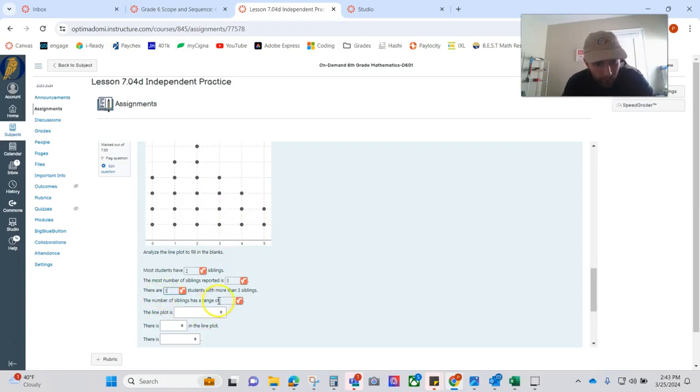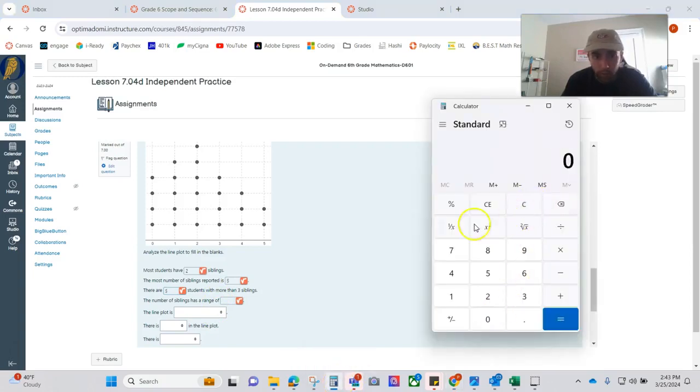The number of siblings have a range of, a range question. To find the range, we can do the biggest number minus the smallest number, the highest number minus the lowest number, the most siblings minus the least amount of siblings. Looks like our biggest amount of siblings, our most siblings, is 5. Nobody has more siblings than that. And our least amount of siblings is 0. So to find our range, we would do our biggest number, 5, minus our smallest number, 0. So our range is 5.